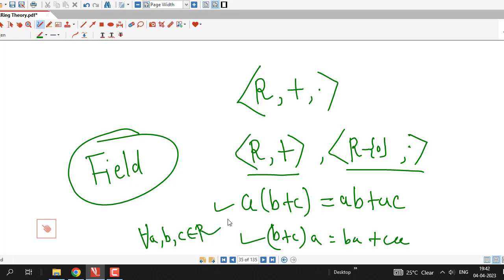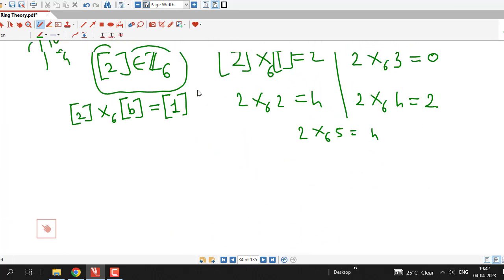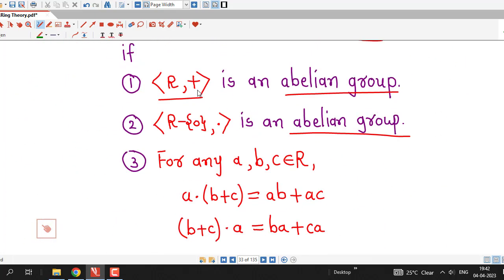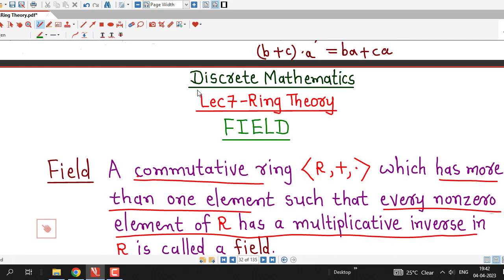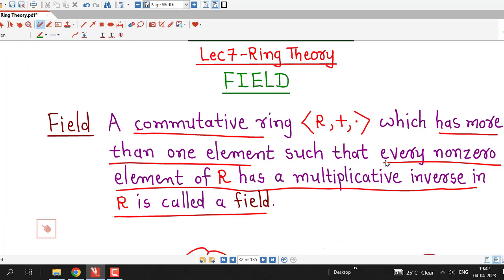So in this lecture we have introduced another definition, which is a field, and a field is a commutative ring satisfying the property that every non-zero element of R has a multiplicative inverse in R. Here it is not written that R has an identity, because this property itself requires that R must have an identity with respect to the multiplication operation. If R has no identity with respect to multiplication, then we cannot talk about inverses of non-zero elements.